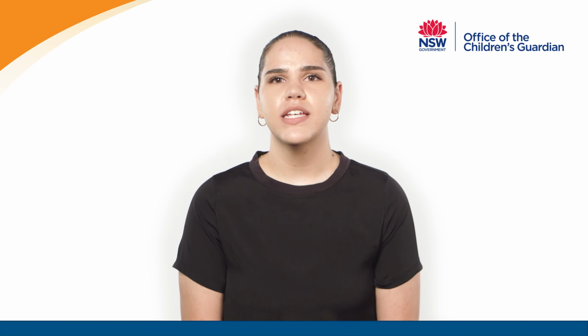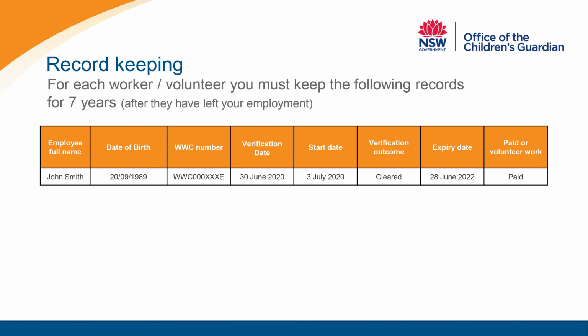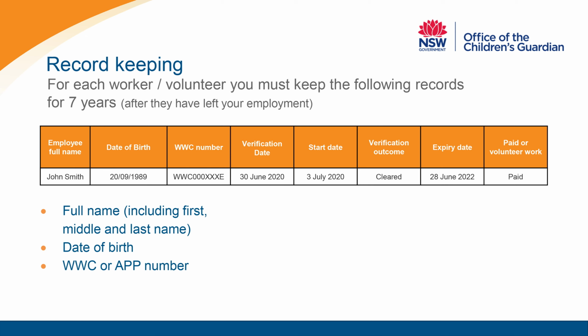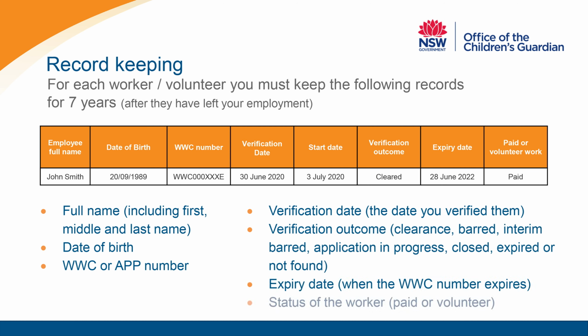It is a legal requirement to keep records of the Working with Children check verification history of your workers. You need to keep them for 7 years after the worker leaves your employment. There is a template for record keeping created by the OCG. It gives you a place to keep track of all the important details of a check, such as the employee's name, date of birth, WWC or APP number, the date you performed the verification, the outcome of the verification, the check expiry date, and whether the worker is paid or volunteer. This is a free resource that you can find on our website.